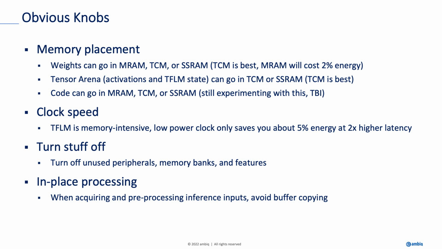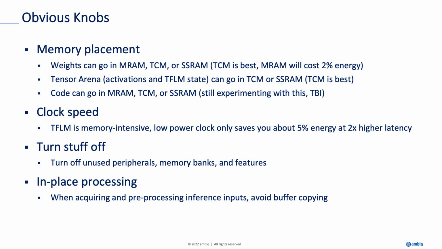Staying at low speed will save you about 5x, but it will double, of course, your computation time. So it really depends. Remember, that's only 76 milliseconds. So how much latency are you willing to spend to get that 5% over those 76 milliseconds? It really is application dependent. Turn stuff off.